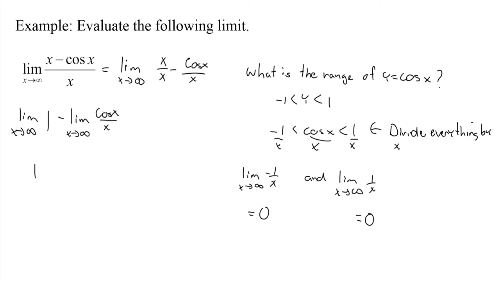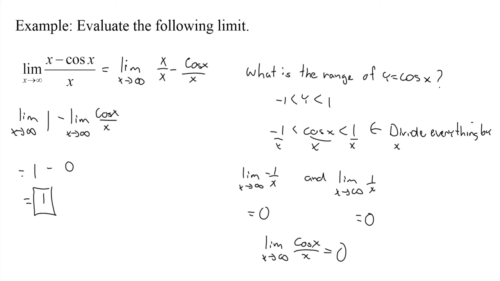They're polynomial functions. So by the squeeze theorem, we can say that if this limit is 0 and this limit is 0, and this thing always has to be between negative 1 over x and positive 1 over x, then the limit as x goes to infinity of cosine x over x must also be 0. So this thing right here is 0, so that limit is 1.